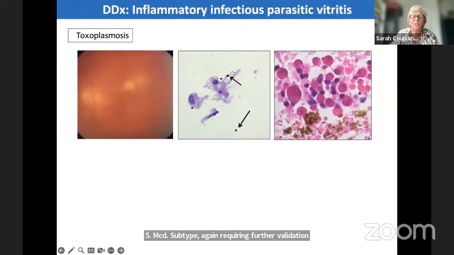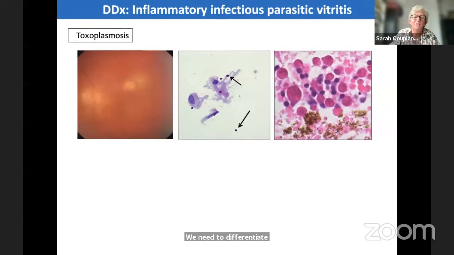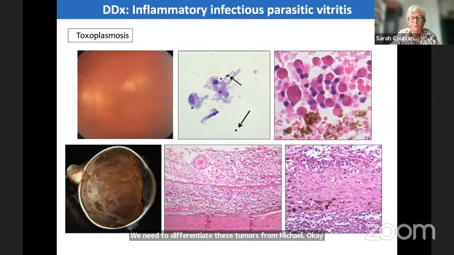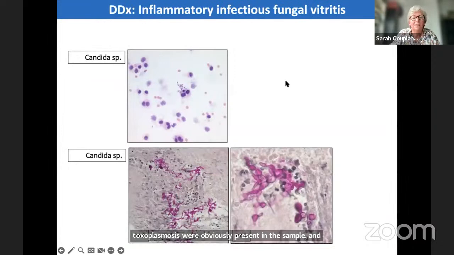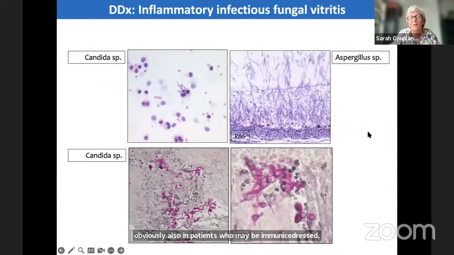We need to differentiate these tumors from microorganisms such as toxoplasmosis. Deborah mentioned this in her talk. This was a case that I saw where I sent a vitrectomy sample where the toxoplasmosis cysts were obviously present in the sample, and obviously also in patients who may be immunosuppressed, that they have candida, you differentiate them, and also aspergillosis.